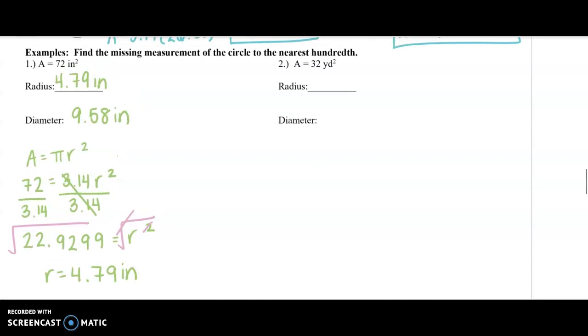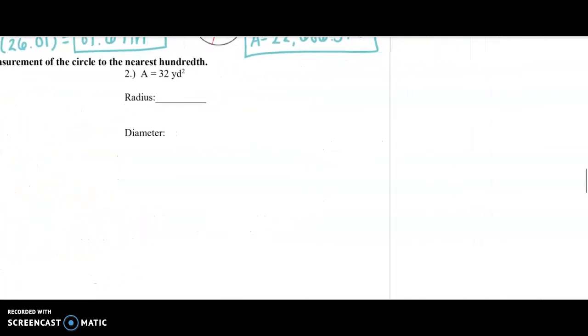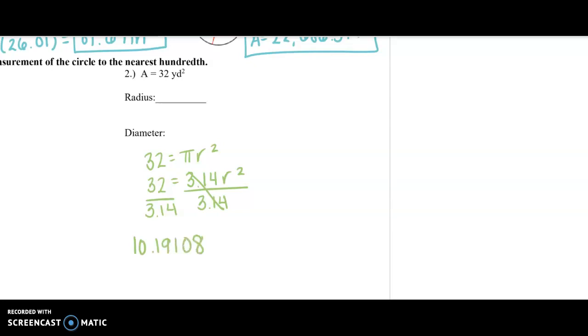Okay, last problem. And these are a little tricky, so if you have questions in our live meeting, please just let me know. So the area, I'm going to put 32 in for the area. That is equal to pi r squared. So 32 is equal to 3.14 r squared. I can divide both sides by 3.14. So 32 divided by 3.14 gives me 10.19108. We'll go out to 8. Again, not rounding it yet because this isn't our final answer. We don't want to round too much. And that's equal to my radius squared.